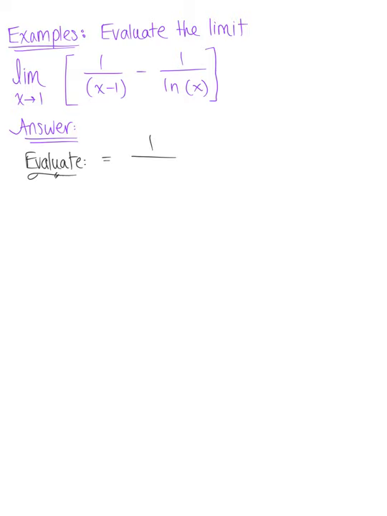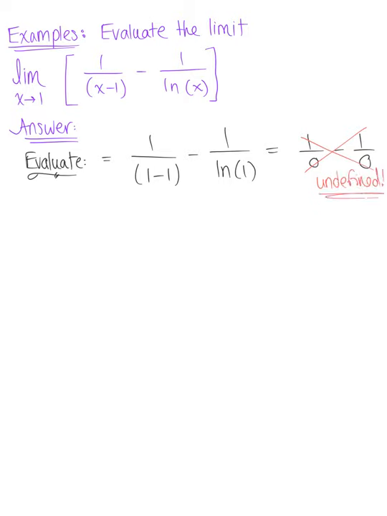So this is equal to 1 over 1 minus 1, minus 1 over the natural log of 1. In both cases we are left with 1 over 0 minus 1 over 0, which are both nonsense. These are undefined or indeterminate forms. So we are ready to apply L'Hopital's.